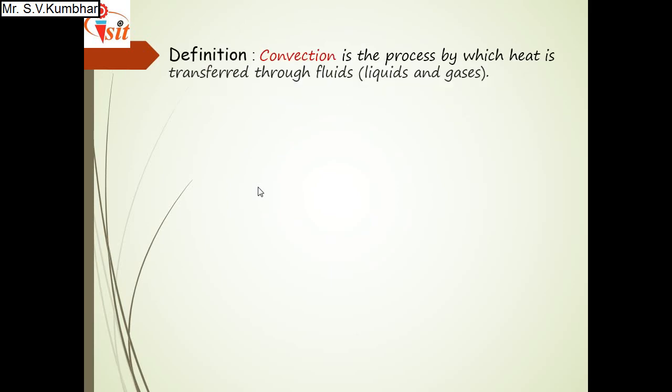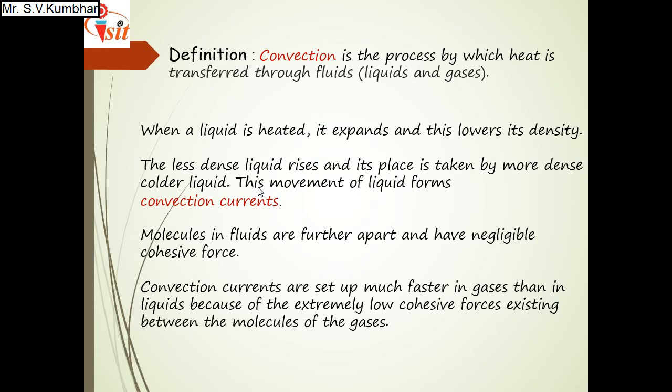Exact definition of convection: convection is the process by which heat is transferred through fluids, that is liquids and gases, with actual movement of molecules. When a liquid is heated, it expands and this lowers its density. The less dense liquid rises and its place is taken by more dense colder liquid. This movement of liquid forms a convection current. For example, air: when air is heated, it becomes light and goes up, and it is replaced by new cold air. Again it is heated and goes up. This is known as a convection current.